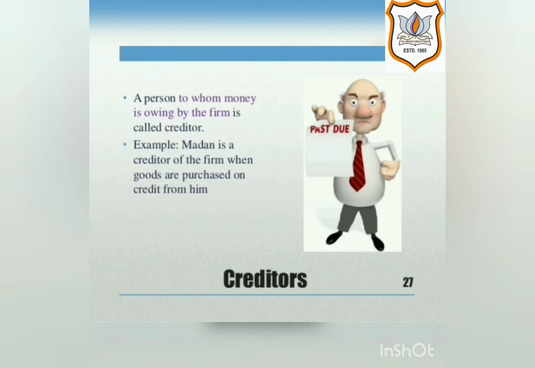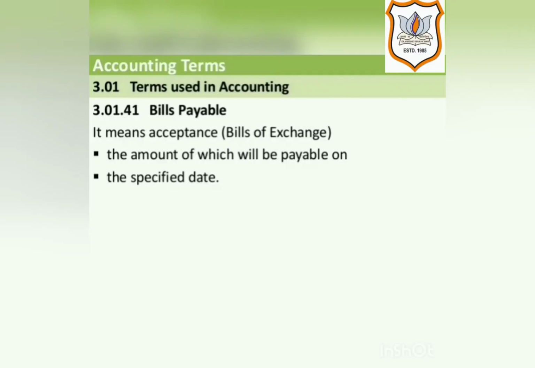Creditors are treated as current liability. For example, Mr. Gaurav purchased goods on credit from Mr. Madan. So here, Mr. Madan is a creditor to Mr. Gaurav till he receives the value of the goods. Now the next term is bills payable.